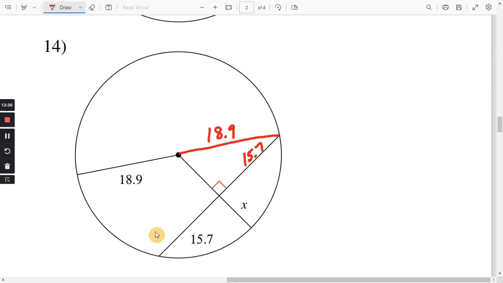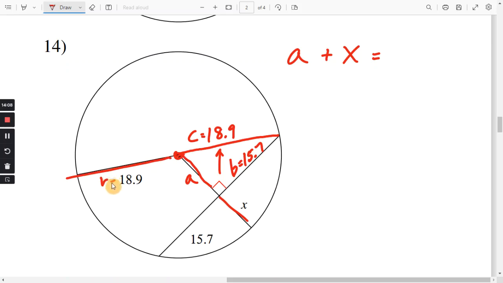Okay, use Pythagorean theorem to get this side right here. If you go across from your right angle, that's C. We can let this side here equal A. We can let this side here equal B. All right, use Pythag to solve for A. And then you have A plus X, which is a radius. And we can see the radius right here going from the center to this point right here. That's a radius. So that's going to equal 18.9. And then you can finish that equation once you solve for A.